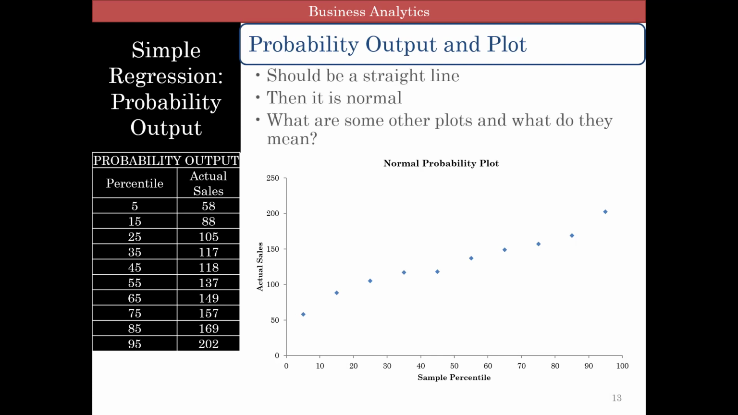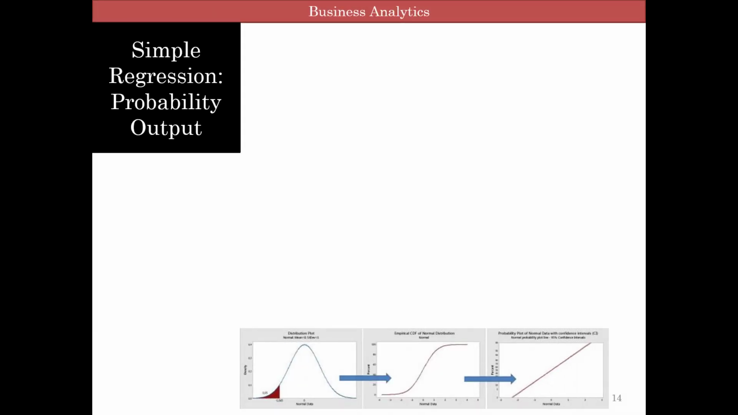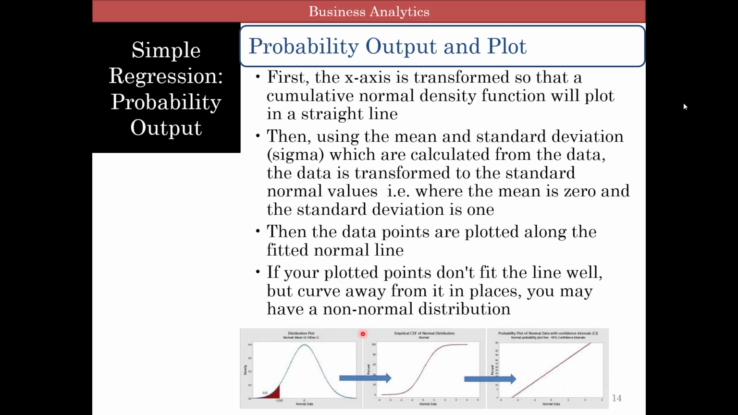You want to look at the normal probability plot, which is actually based on the actual sales and what percentile they are. This needs to be a straight line, then it's normal. There are some other plots, and what do they mean? Essentially, if you look at this normal probability plot, here is the normal distribution, right?